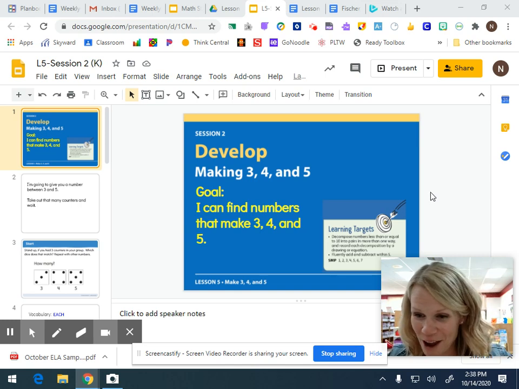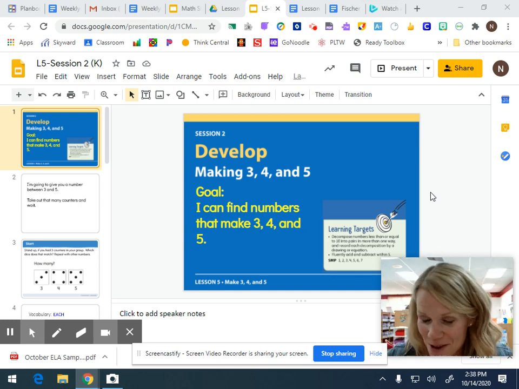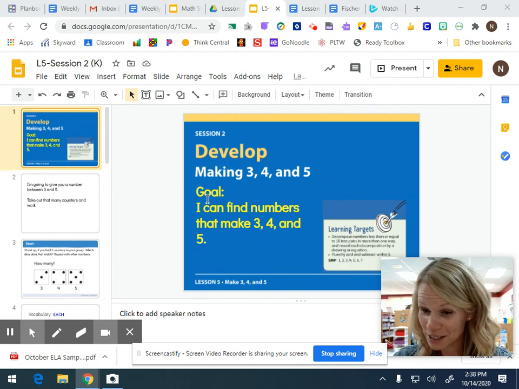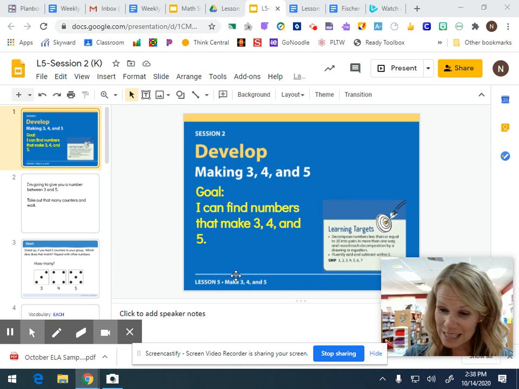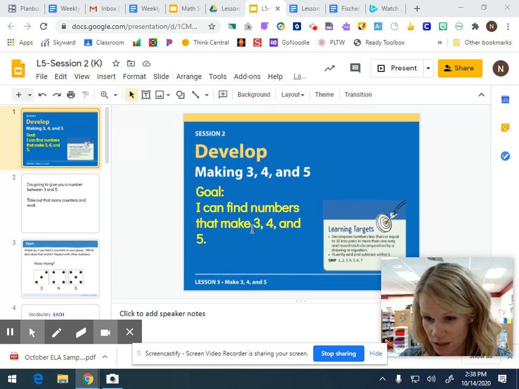Hi friends, it's Mrs. Krafchick again, and we are going to continue on with our next lesson, and our goal is: I can find numbers that make 3, 4, and 5. We did this yesterday, and we're going to continue on with this goal today, but with some different activities, okay?